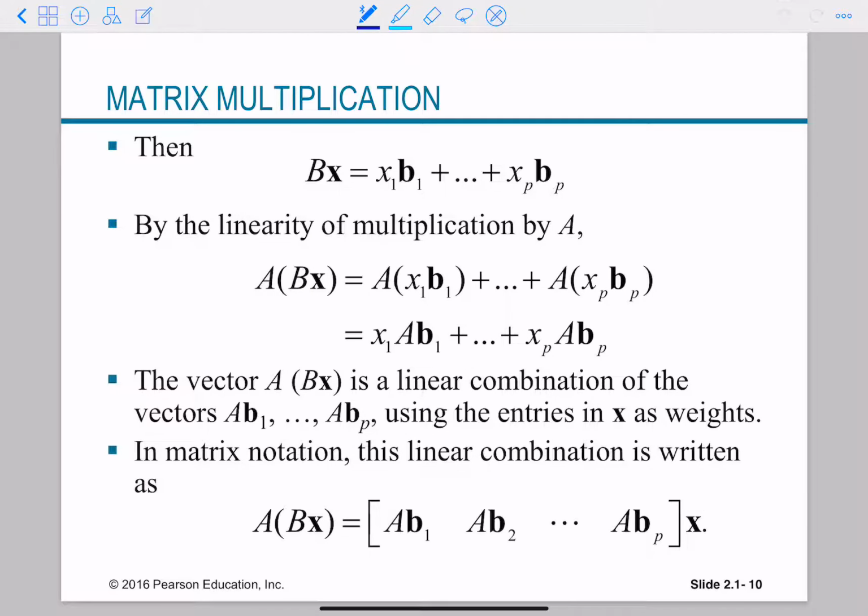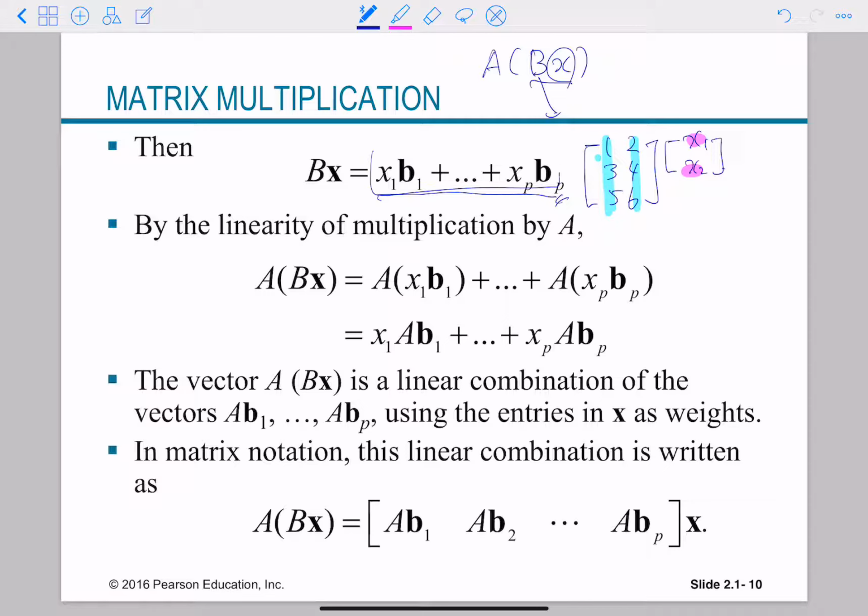Now let's look into these two perspectives and compare between them. Let's consider this mapping of composite function. Suppose B is maybe 1, 2, 3, 4, 5, 6. Of course this vector x should be a two-dimensional vector, right? And we know that this is the linear combination of these two columns with respect to the linear combination coefficients x1 and x2. We have seen many of these examples. That way we can represent the first mapping output. In this particular case, it will be some three-dimensional vector, right?